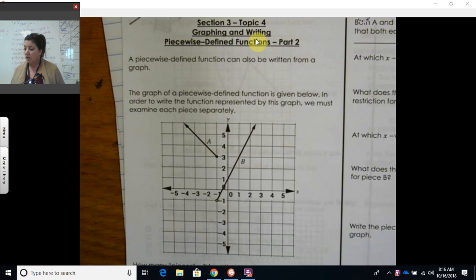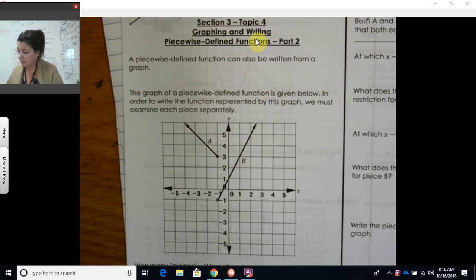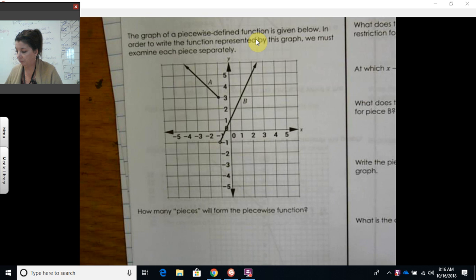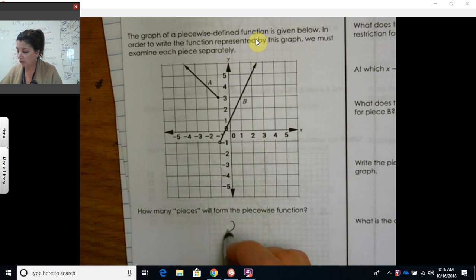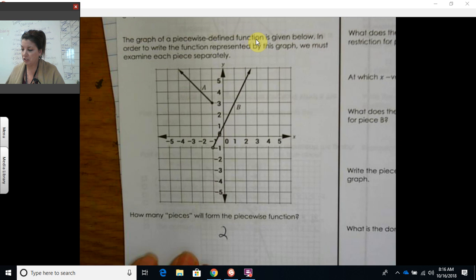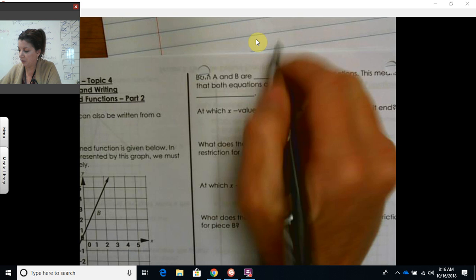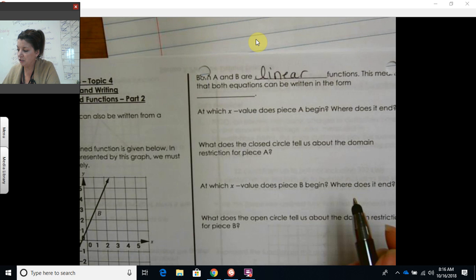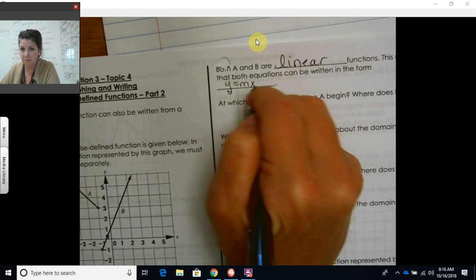The graph of a piecewise defined function is given below. In order to write the function represented by this graph, we must examine each piece carefully. How many pieces will form the piecewise function? How many pieces do we have? 2. Interval A and interval B. Both A and B are what kind of functions? Linear. They were both straight lines, right? So they are linear functions. This means that both equations can be written in the form y equals mx plus b.